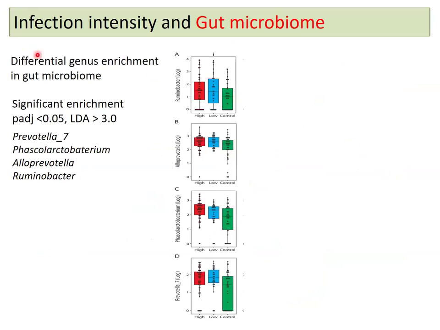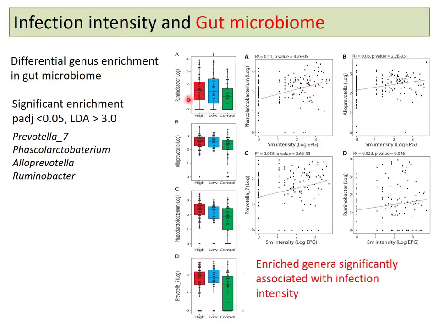So when we did differential genus enrichment in the gut microbiome of these individuals, we're able to see significant enrichment. For the genus Prevotella, we saw enrichment. We saw enrichment in comparison to the control groups in Fasciculobacterium, in Alloprevotella, and also in Ruminobacter. And this enrichment was also highly correlated with infection intensity. We saw a high correlation and association of this bacteria genus with the infection intensity.